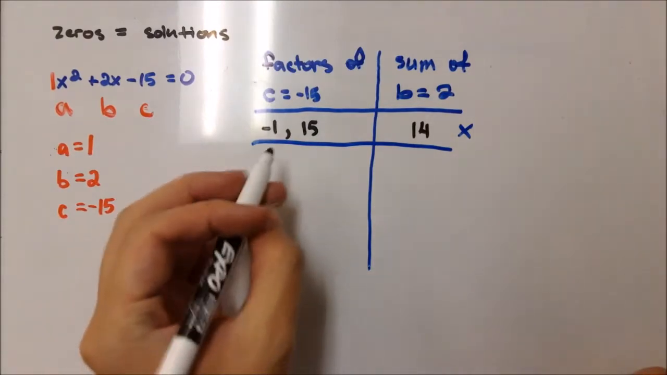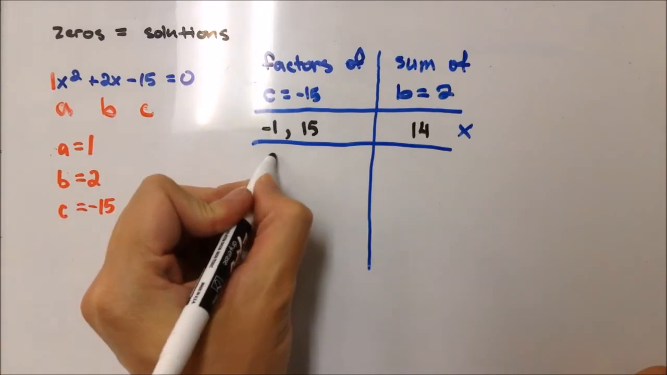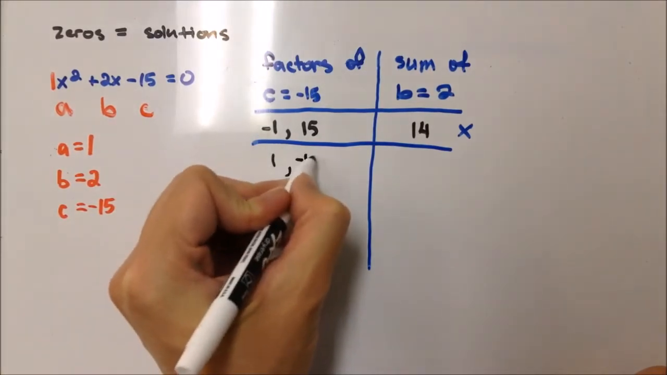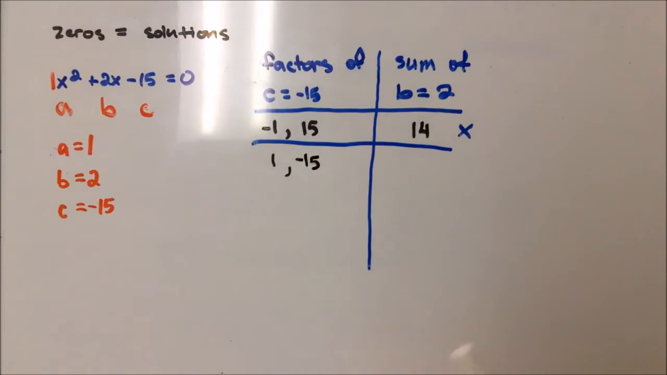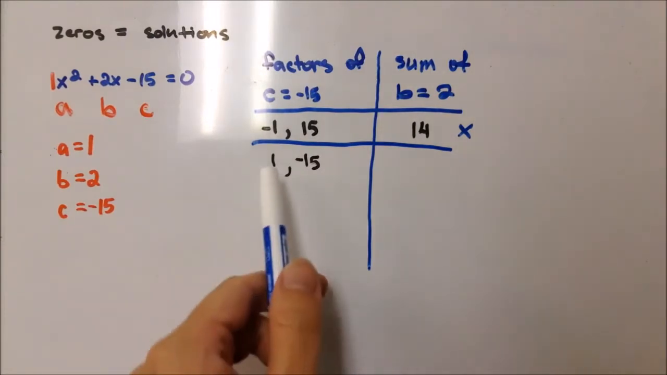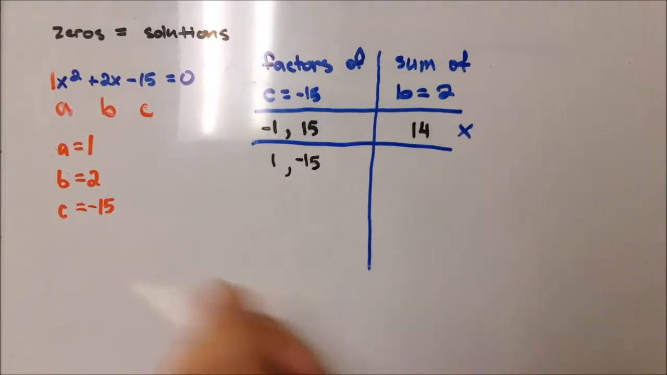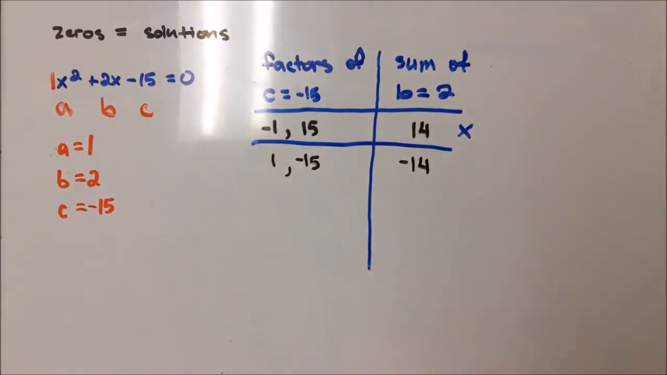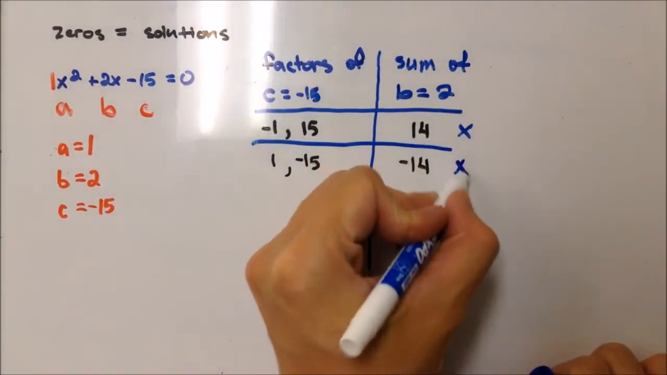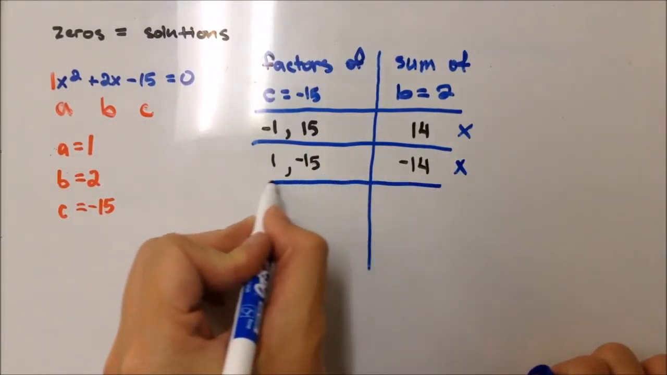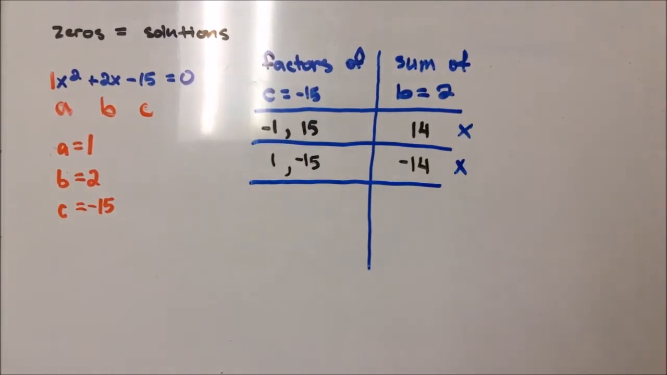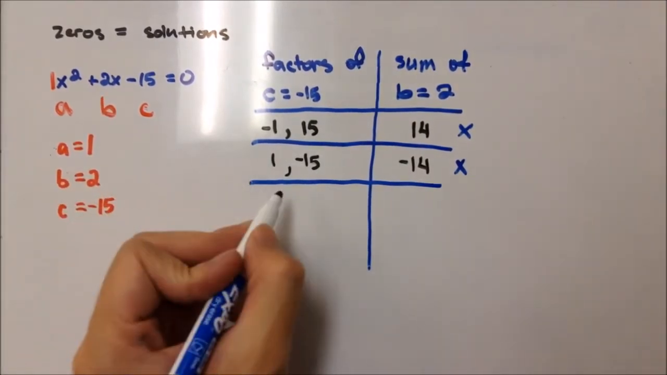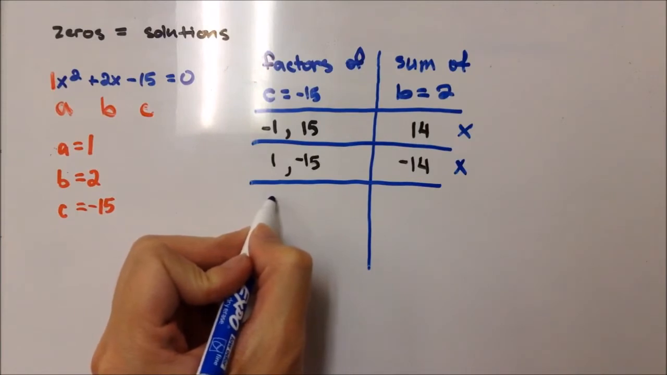Well, I mean, if we try 1 and negative 15, so now the negative is on the other number. So the sum between 1 and negative 15 is just negative 14. Doesn't match with 2, so we're just going to not use that. Alright. Now, what other factors could we use? Well, we can use 3.